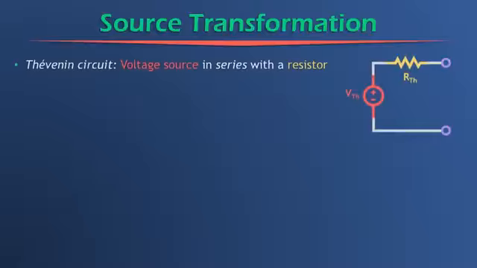So, first thing is called a Thevenin circuit. What's a Thevenin circuit? Well, a Thevenin circuit is just a circuit that takes on this form. So that's a voltage source in series with a resistor.